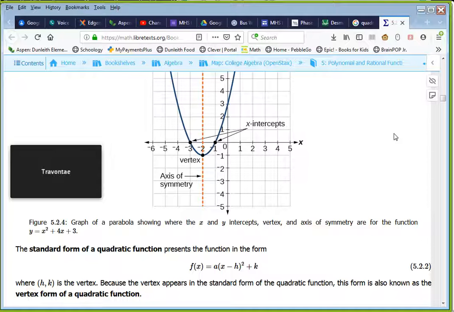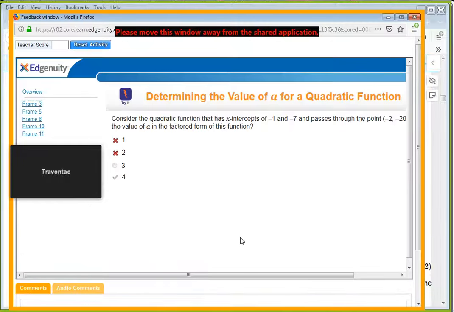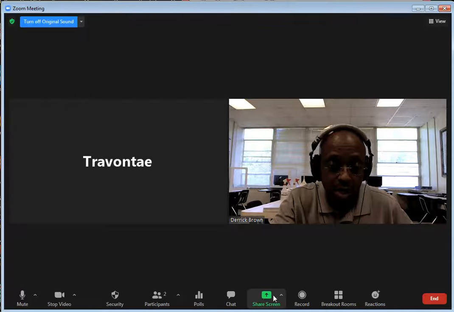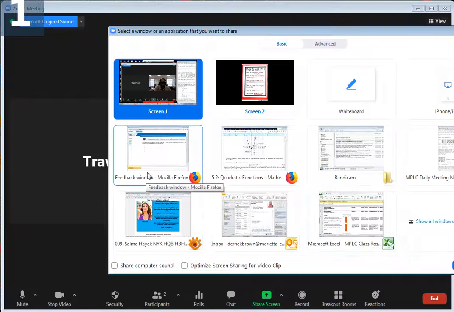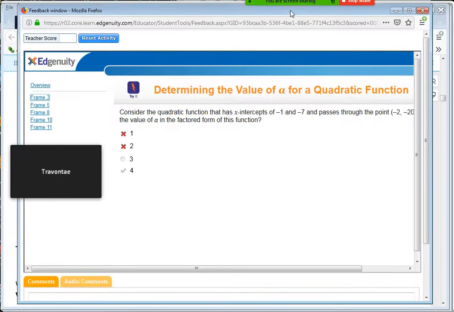All right. Now, what we went over, do you feel good about it? Do you want me to go over it a little bit more? I understand, I just need a little better understanding. All right. So did you write down what I gave you? Because I want to switch my screen back to Edgenuity. Give me a second, because I'm going to have to switch my screen. I just need to stop that share. Let's share it again, and let's get this feedback window. Let's tackle this, and then we'll wrap up for the day.